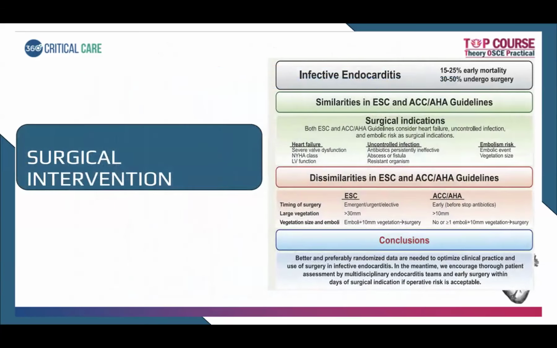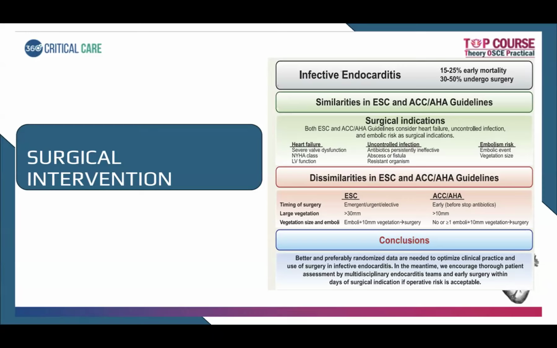Okay, coming on to surgical intervention. As per European and AHA guidelines, there are some differences, but primarily, when are you going to refer a patient with infective endocarditis for surgery? When the patient is having heart failure, when there is an uncontrolled infection despite treating with a definitive antibiotic, you are not seeing any response and it is causing more and more intracardiac complications. And when there is an embolism risk, where the vegetation is growing between 10 to 30 millimeter and it is getting disseminated to brain, heart and kidney.